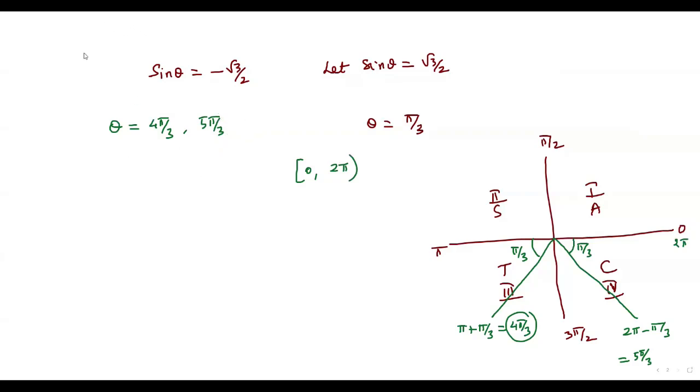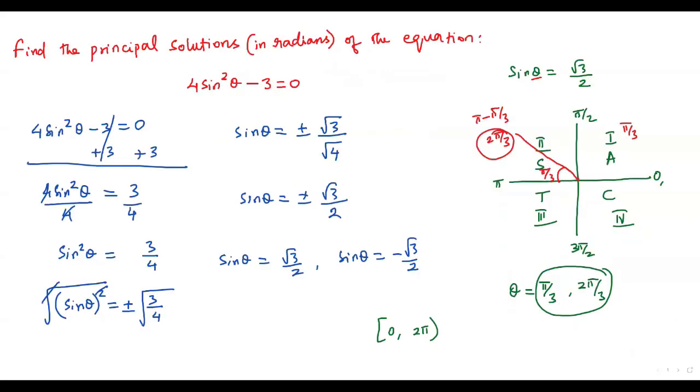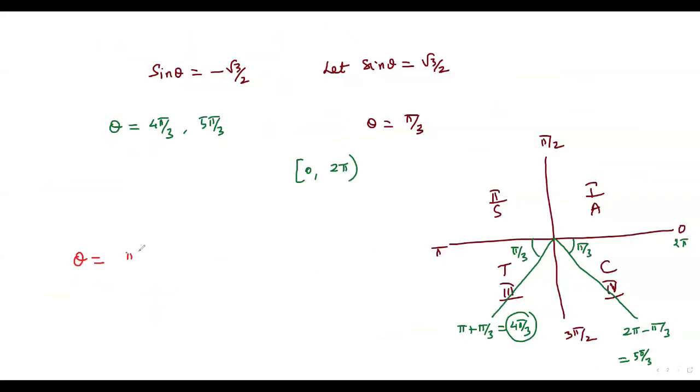Now let me list out all the values of theta. Already we got pi over 3, 2 pi over 3, and now we got two more values for theta, that is 4 pi over 3 comma 5 pi over 3. So solving the given trigonometric equation, I am getting 4 values for theta, and we have all the 4 values here in the interval 0 comma 2 pi. So these are the principal solutions for the given trigonometric equation.